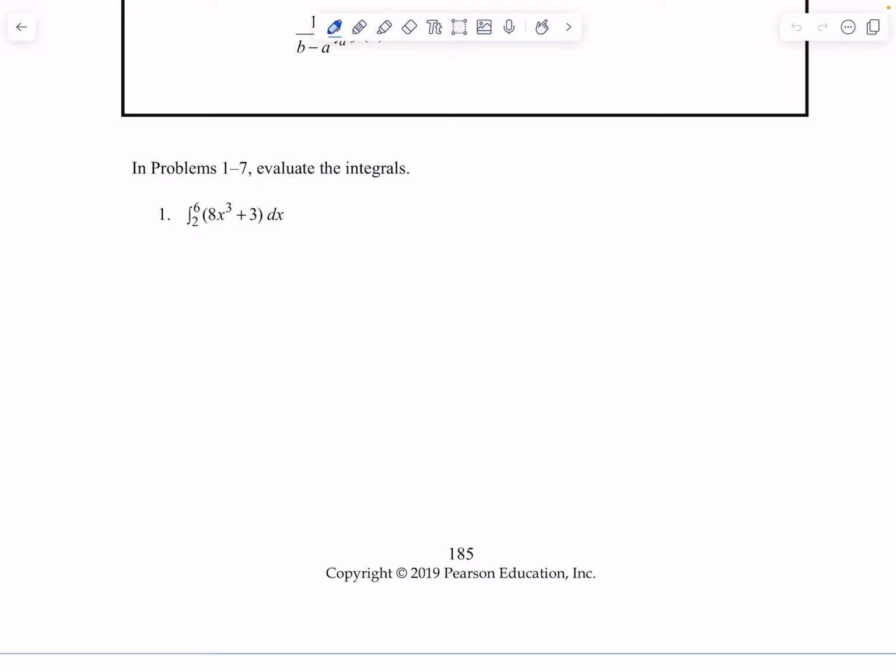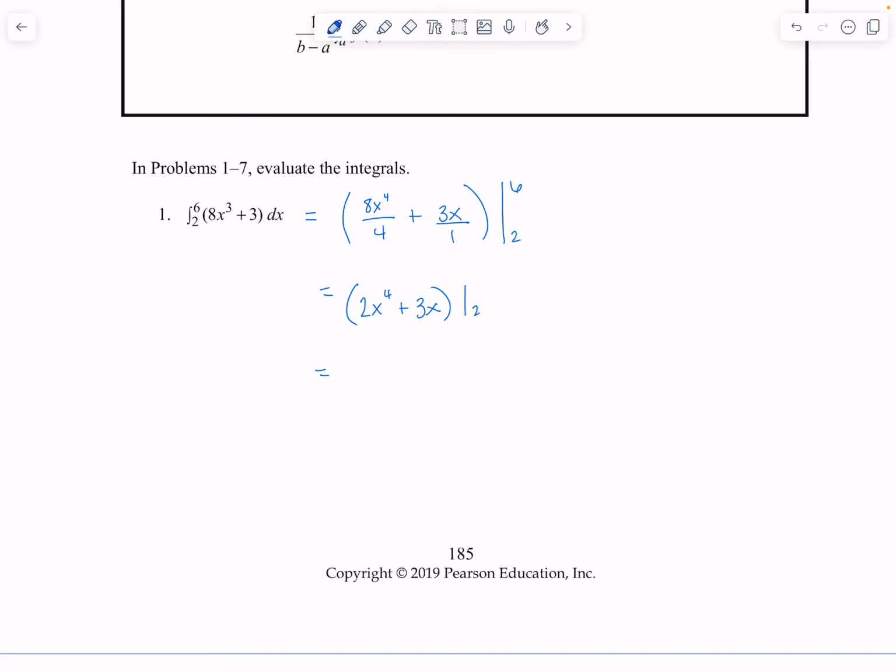The integral from 2 to 6 of 8x cubed plus 3 dx. So we'll take the antiderivatives. We have 8x to the 4th over 4 plus 3x over 1. And we're evaluating it from 2 to 6. So we'll have the reduced 2x to the 4th plus 3x, again evaluated from 2 to 6.